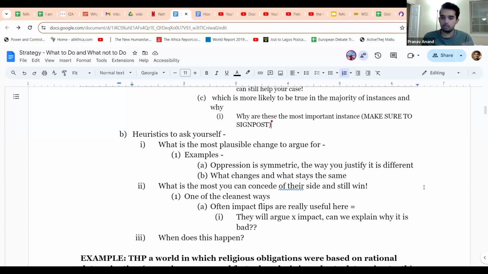Most judges in BP will hopefully not just credit any large impact that's not fully plausibly linked. You can give a large impact also to avoid some scale weighing, but obviously start with small ones. An example I often use in a lot of narrative debates in opposition is something like oppression is symmetric, but the way you justify it to yourself is different. That is an example of what is staying the same, but this instead is what is changing. So that I think is a helpful heuristic to ask yourself.